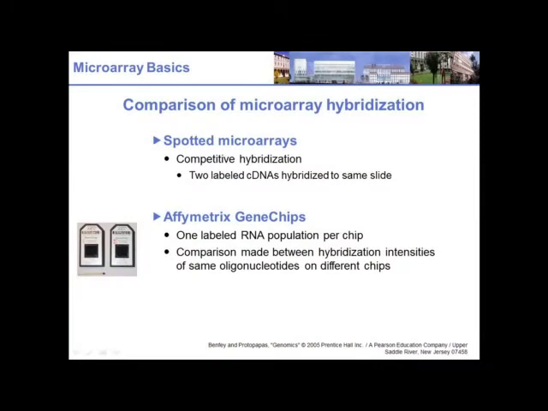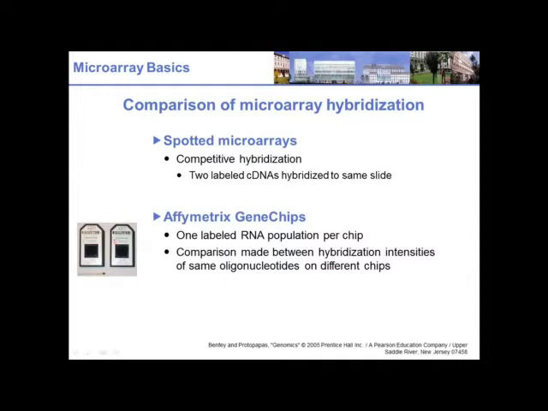But most of the recent publications worked with the Affymetrix or Illumina platform, in which you have only one labeled RNA population per chip and then comparison between chips. This is what you will find in many of the papers dealing with transcriptomics.